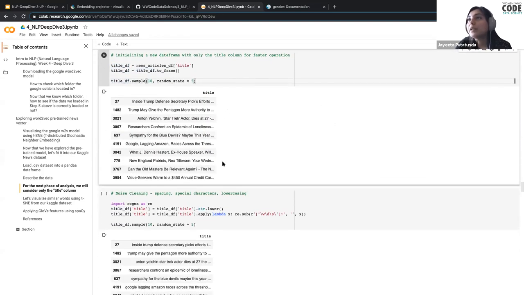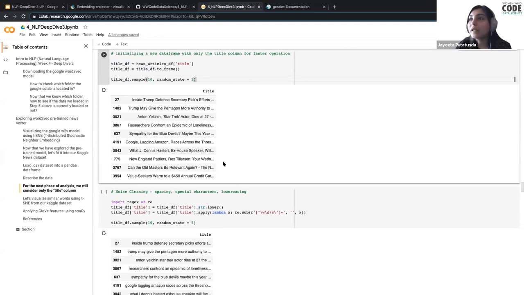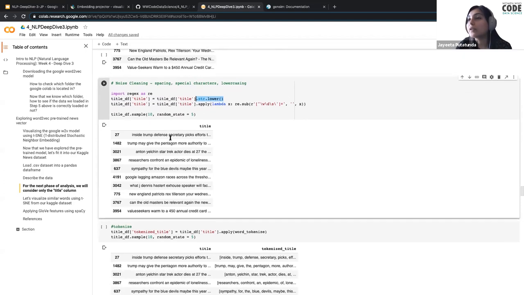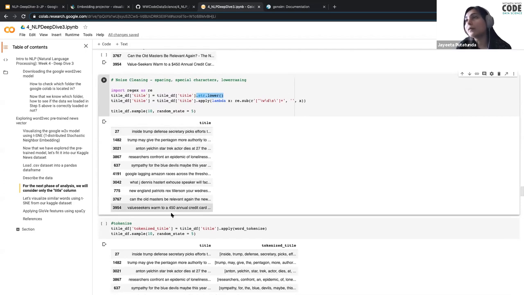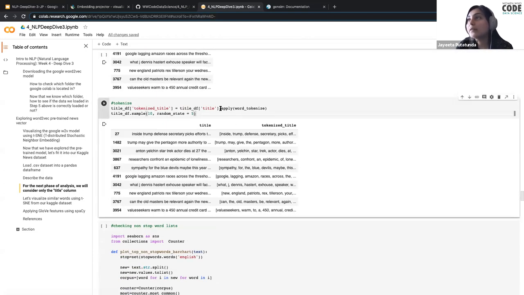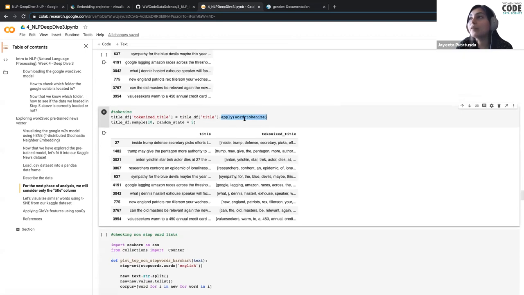So these are some sample files showing how the titles look, utilizing all the concepts that we learned in week one, week two, and even week three. This is how you do all the noise cleaning. You lowercase the text, and then use a regex to clean up the spacing, special characters, and such things from our title column. Then we do a quick word tokenize. We apply word_tokenize, which we downloaded from the NLTK corpus, and we now have another column, which is the tokenized format of the title.